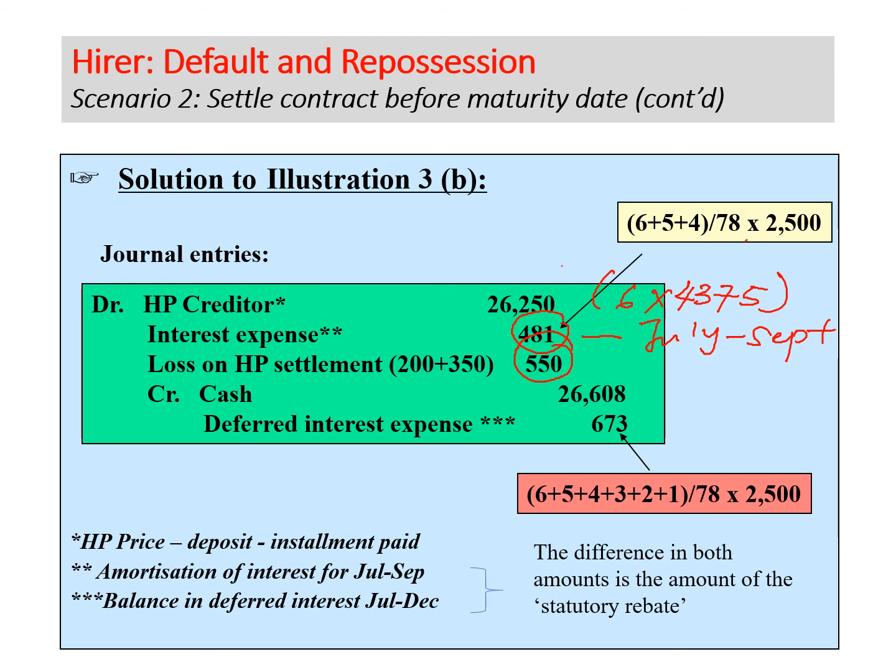Then you credit cash 26608. How do we get this 26608? This is the amount that we have computed in the earlier slides on the payments that the hirer has to make.